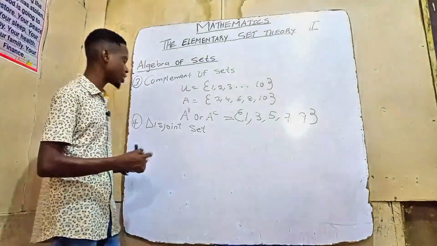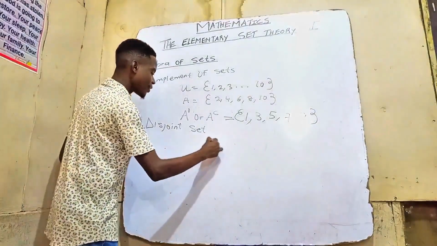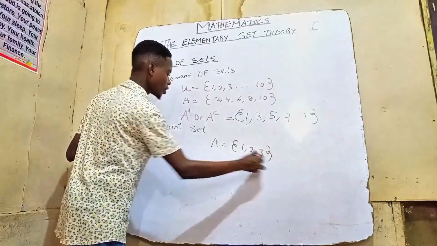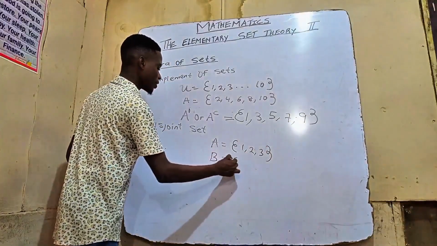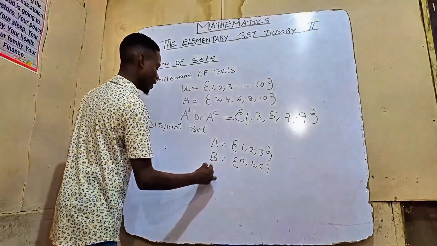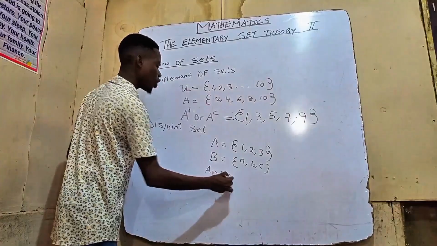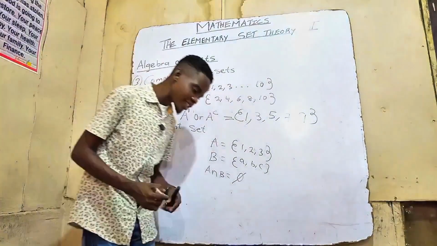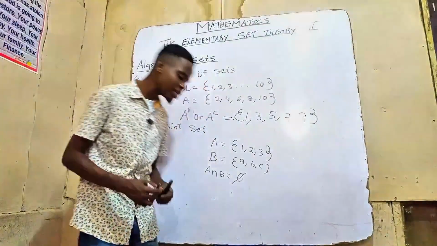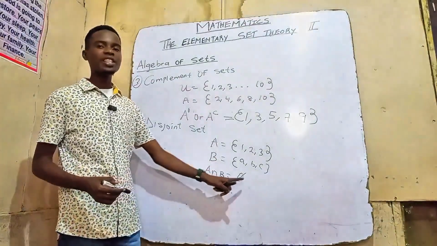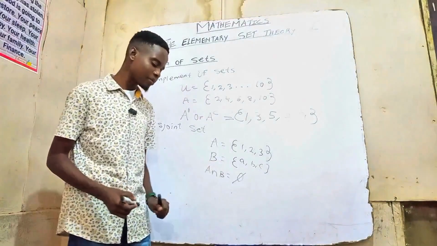I'll show you what this intersection is. Let's say we have A, which is 1, 2, 3. B is a, b, and c. A intersection B: they don't have anything in common. This is an empty set. So these two sets are said to be disjoint. They are disjoint because A intersection B is equal to an empty set.